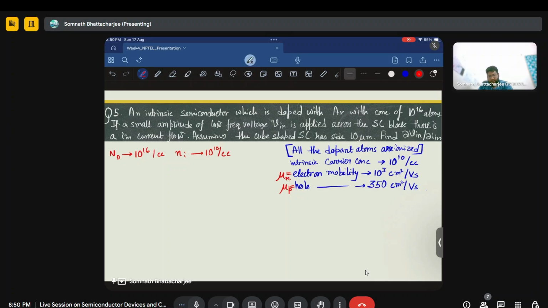Try to solve this. My hint will be, first calculate the value of n, then the value of p, and from that you can get the value of del V in by del I in through the application of rho as well, that is the resistivity values. Try it out.